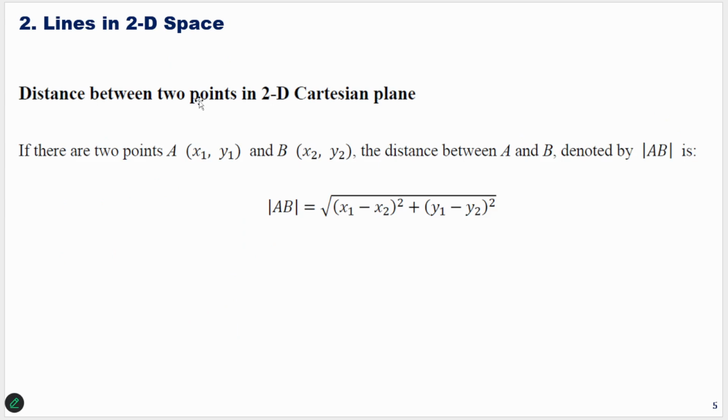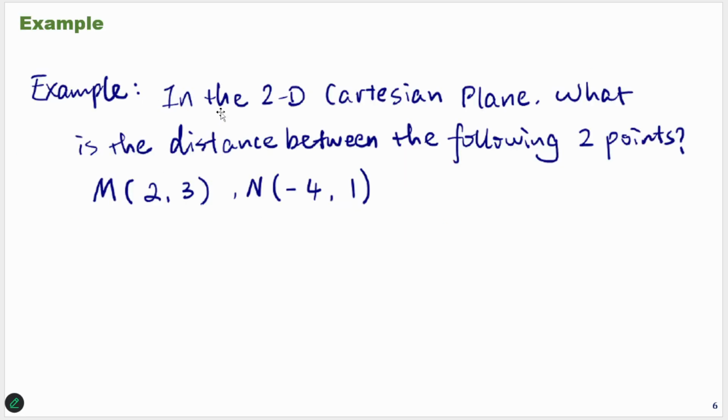So let's briefly review concepts related to lines in the 2D space. Okay, first of all, make sure you know how to calculate the distance between 2 points in the 2D Cartesian plane. Are you familiar with this already? Yeah. Okay, so let's skip this and do a quick quiz. If I tell you there are 2 points here, M and N, whose coordinates are (2, 3) and (-4, 1), what is the distance between these 2 points?